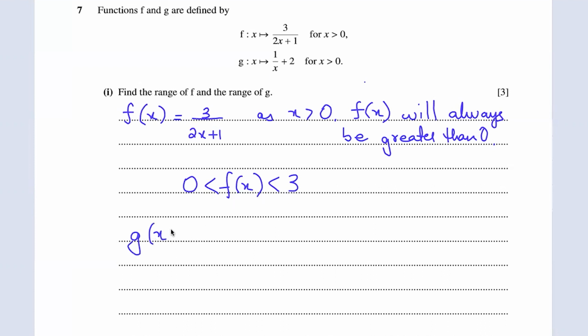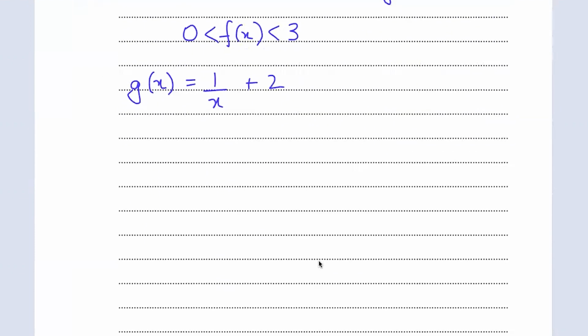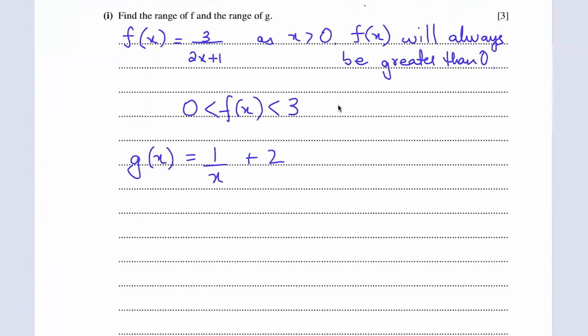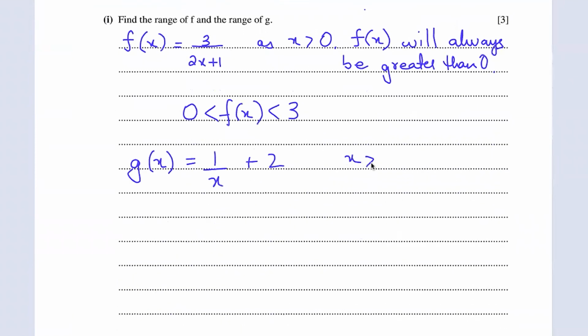For the function g of x, which is 1 upon x plus 2, we know that again, as x is greater than 0 for g of x as well, as we start increasing the value of x, the whole function will basically approach 0. Now, also considering the fact that if we take a very small value of x, let's say 0.00001, this function will start approaching infinity.